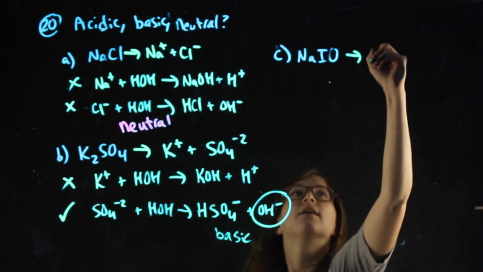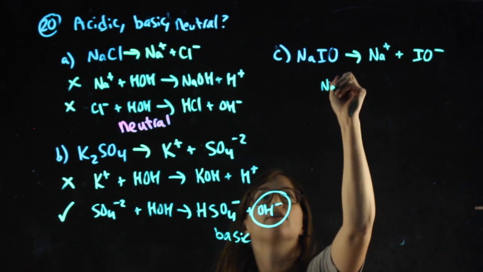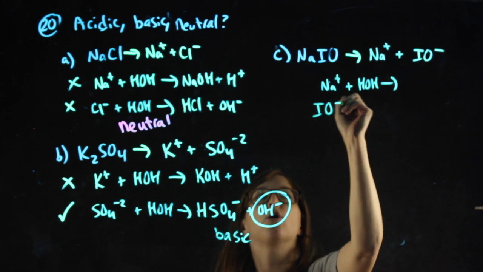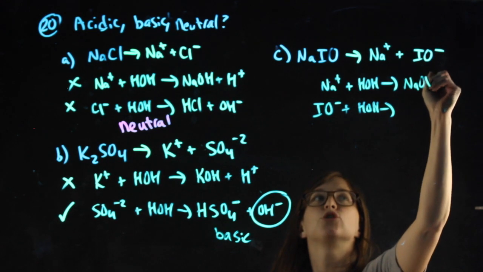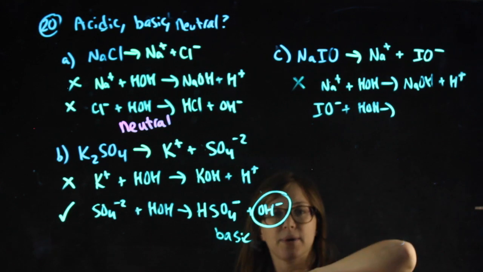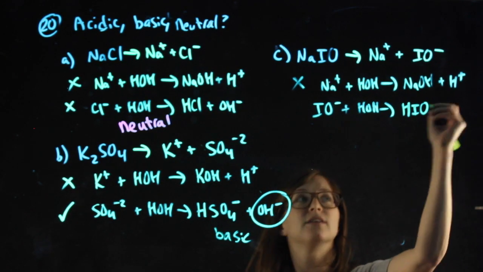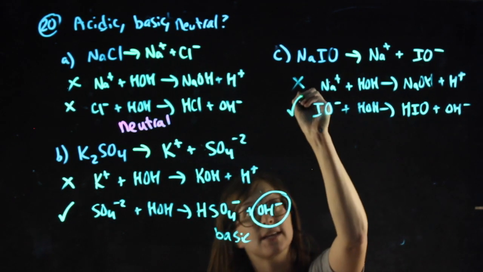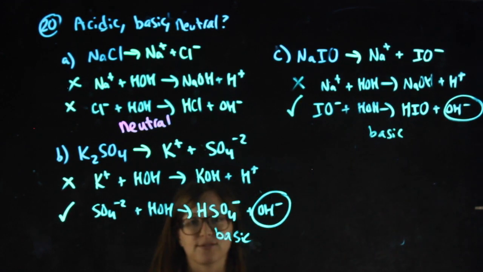Finally, dissociating this salt, seeing how sodium reacts with water and how IO minus reacts with water. Sodium takes the hydroxide, releases H. This is strong, so that won't happen. IO minus is negative, so it takes the hydrogen, releases hydroxide. This is not strong, so this can happen, releasing hydroxide. Again, we have something basic.